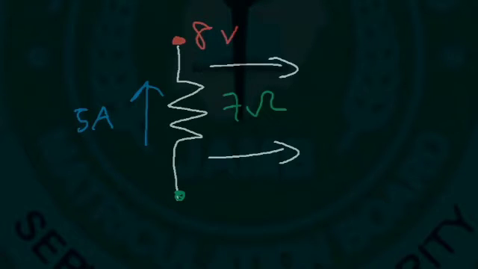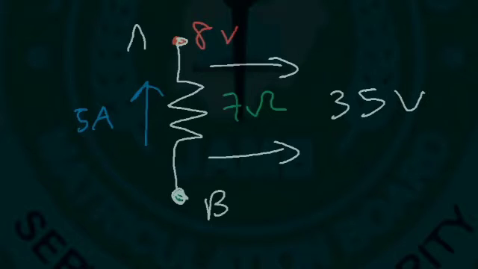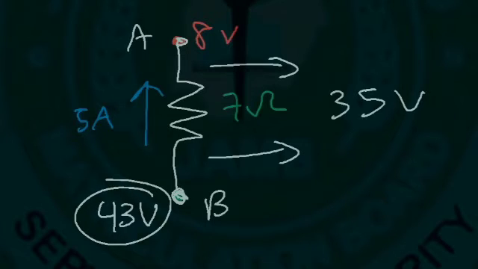V equals IR. A current of 5 amps times the resistance of 7 will give us a voltage difference of 35. Since current is flowing from the bottom to the top, the voltage at, let's say, point B has to be larger than point A. So it's 8 plus 35 instead of 8 minus 35. 8 plus 35 is 43. So this is the voltage at this point.